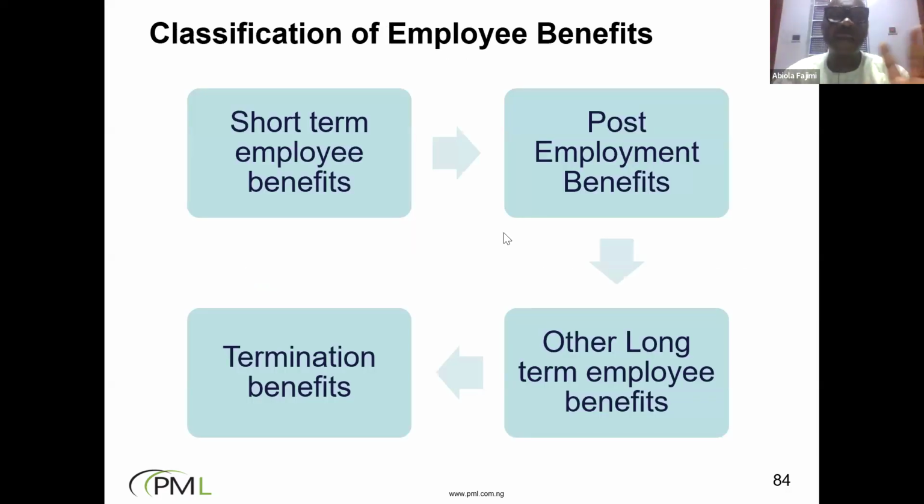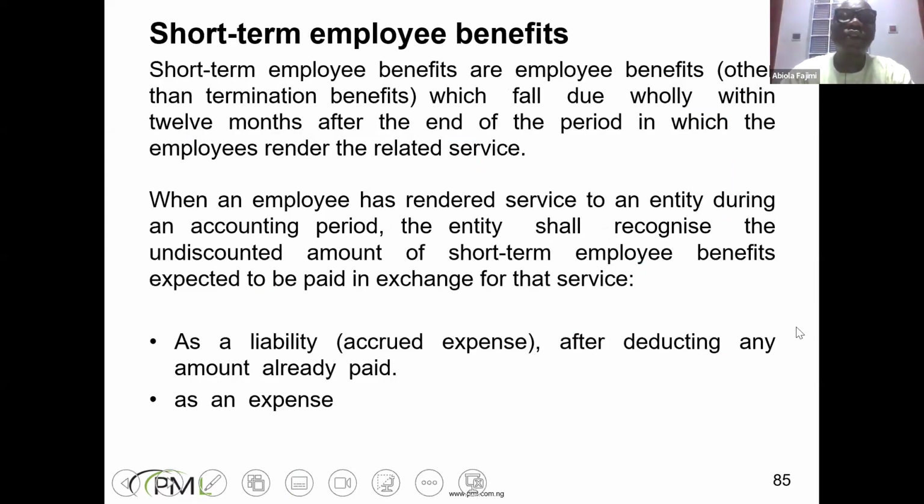And your employee benefit can be in 4 different groupings. You can classify into 4 groups: short-term employee benefits, post-employment benefits, terminal benefit, and other long-term employee benefits. Let's look at them. Short-term employee benefits are benefits other than terminal benefit, which fall due within 12 months after the end of the period in which the employee rendered the latest service.